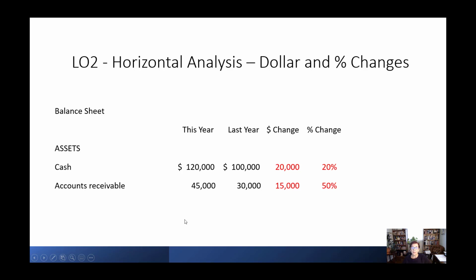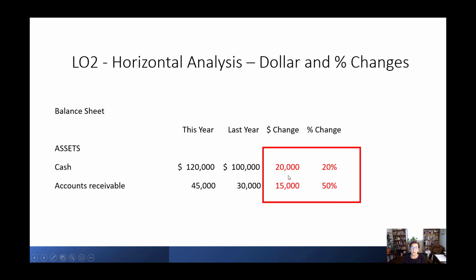So here's an example of horizontal analysis. This is a little tiny piece of a balance sheet. It might look familiar to you. This is called a comparative balance sheet because it has this year's numbers, the most current year, and then it has last year's numbers. And so this piece here is our horizontal analysis piece of it.